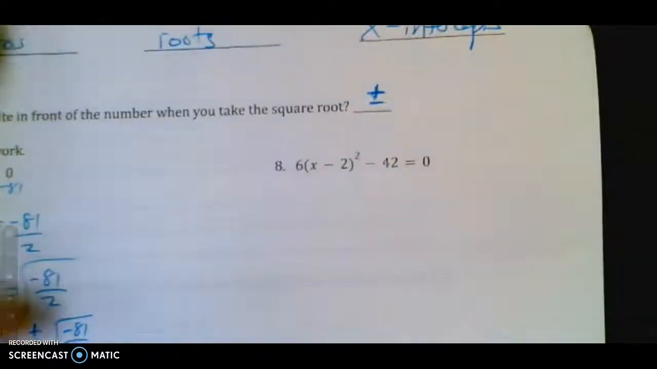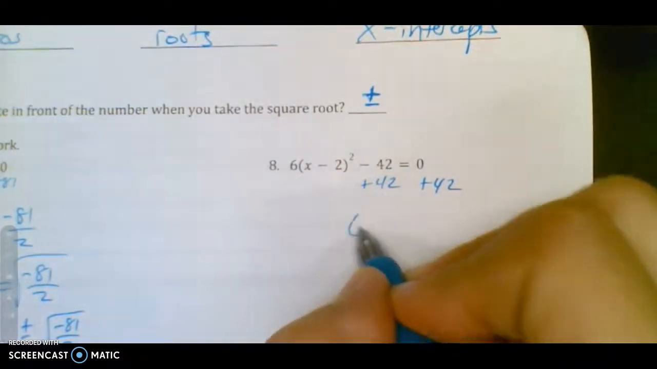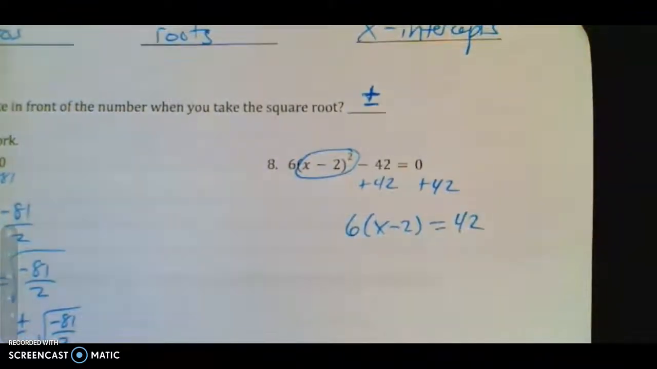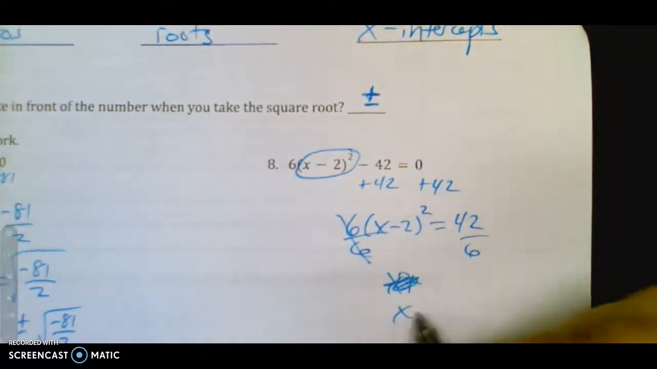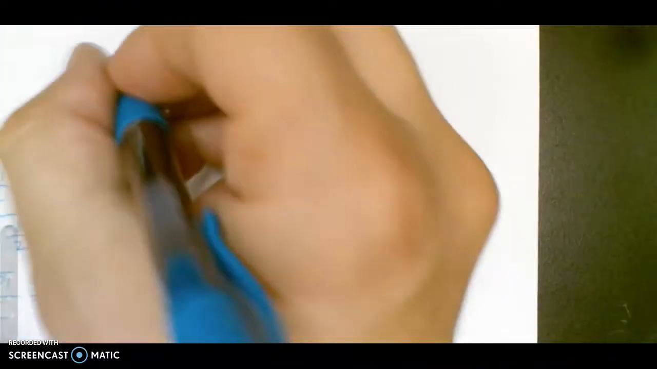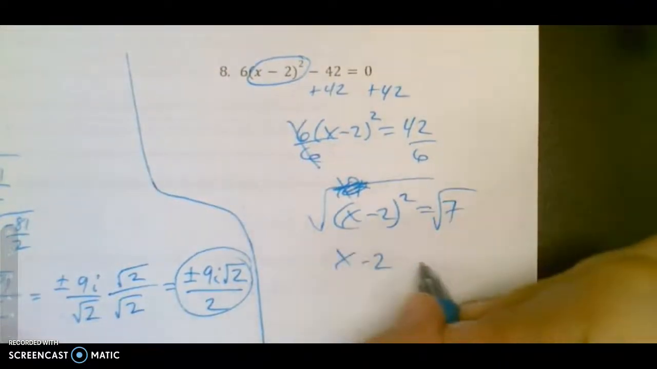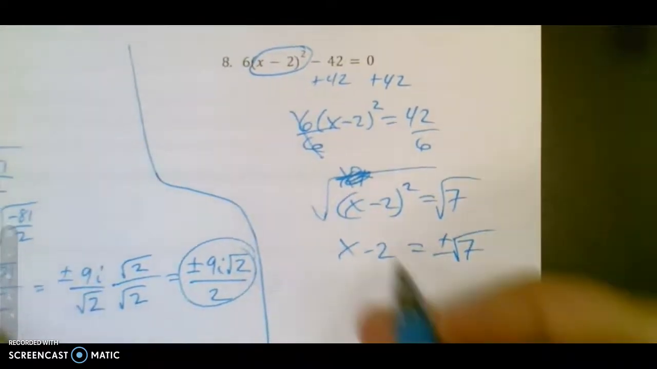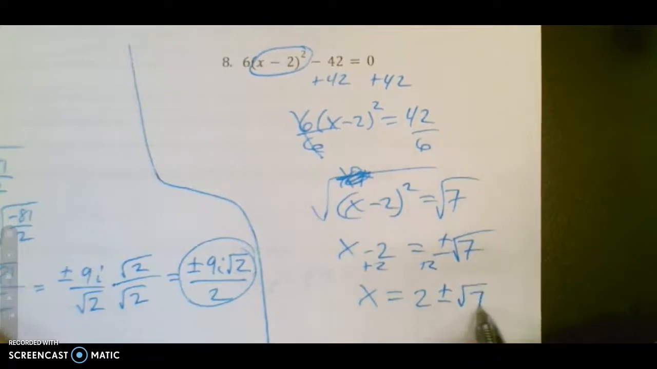Alright, hopefully this next answer is a little nicer. Right? Add 42 to both sides. My goal is to get this guy by itself. Right? Divide by 6. Oops. X minus 2 quantity squared. And 42 divided by 6 is 7. And then I want to square root both sides. Don't forget your plus or minus. Because when you square root a squared, you get plus or minus radical 7. I'm almost to my answer. Add 2 to both sides, and it's 2 plus or minus radical 7.